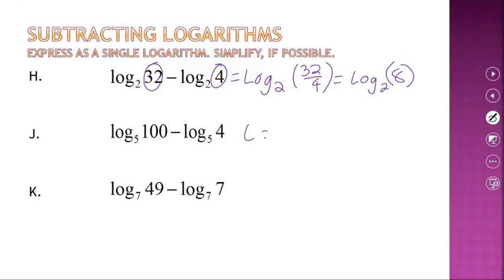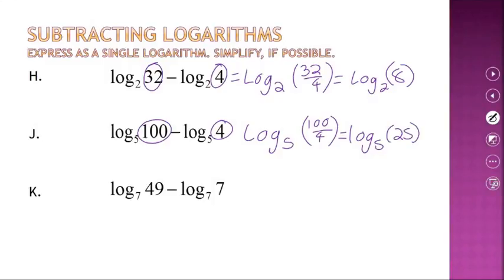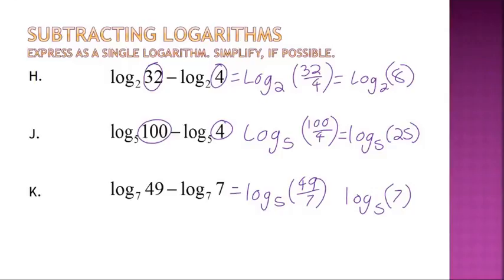The next one, you would take log base 5, and you're going to divide 100 by 4. So it would be 100 divided by 4, which would equal log base 5 of 25, because 100 divided by 4 is 25. And then our last one, again, whenever you're subtracting logarithms, if you want to combine them, you divide those values. So this would be 49 divided by 7, which would be log base 7 of 7.